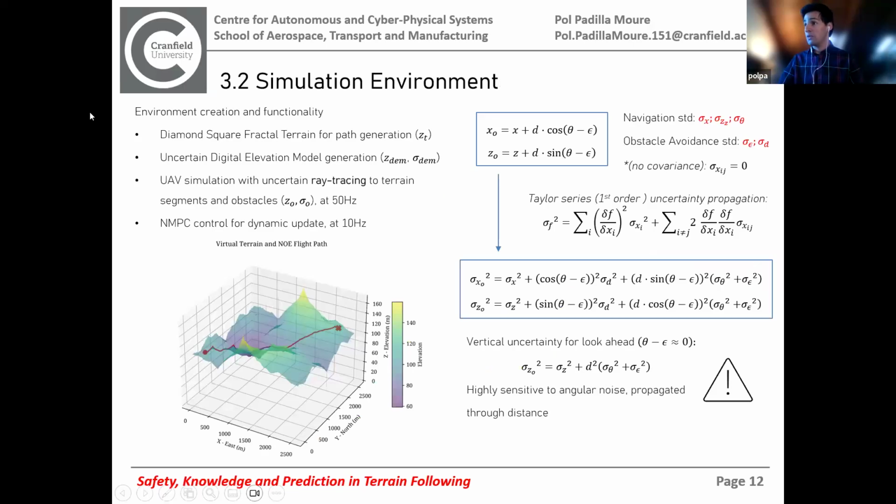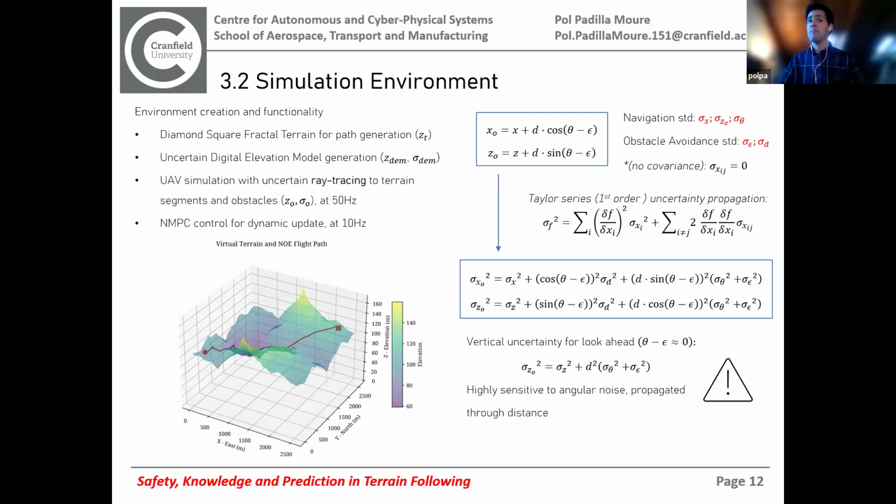We need to test it somewhere. So what we did is that we randomly generated our own terrain through the Diamond Square fractal algorithm. This just generates realistic looking terrain. It's quite simple. After that, you can get a synthetic elevation model with a little bit of uncertainty that you could extract from the ground truth that you have randomly generated. And then over that, we can do our own simulations and introduce rangefinder measurements. In this case, we did it at 50 Hertz, but this can be modified.